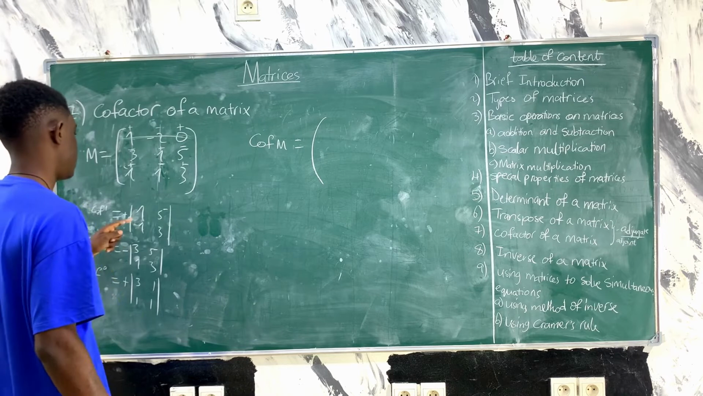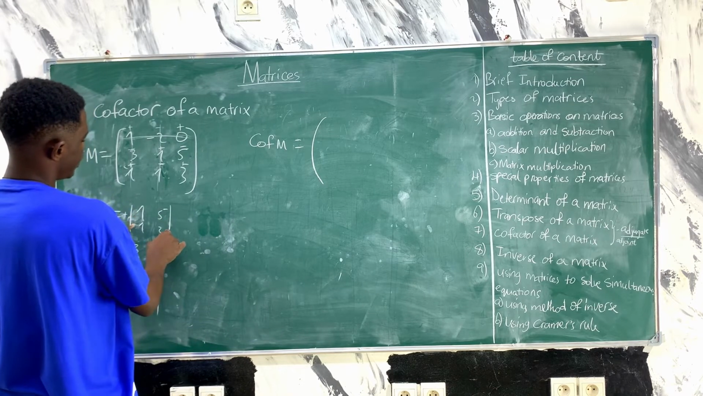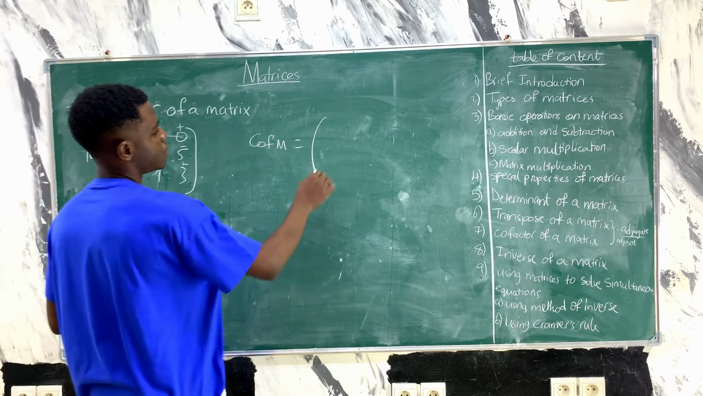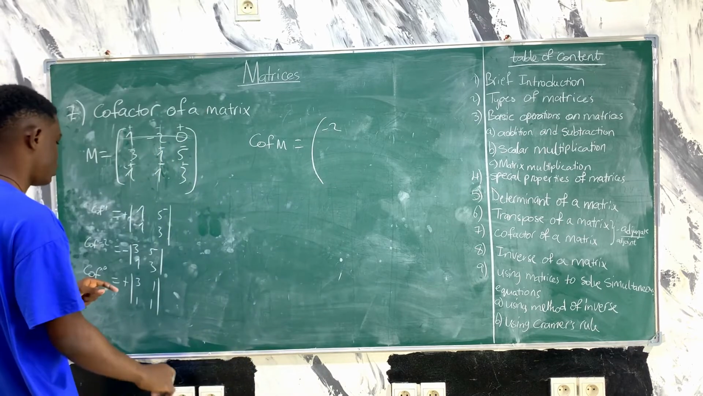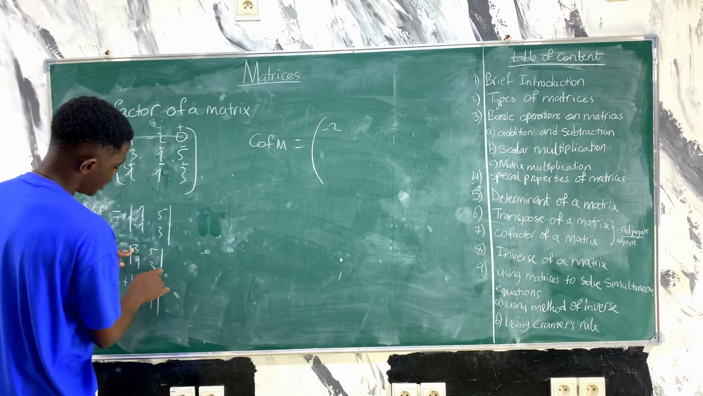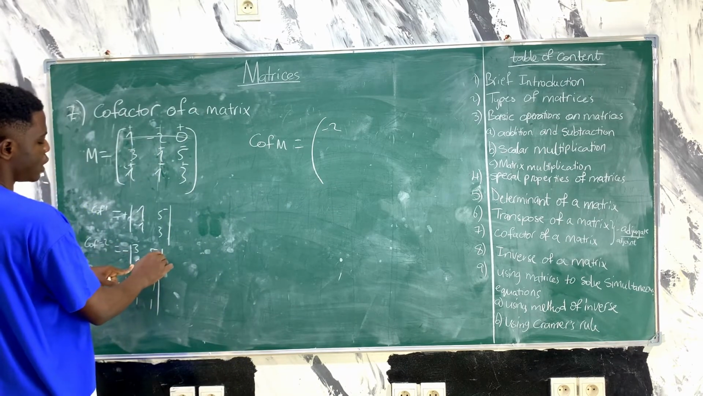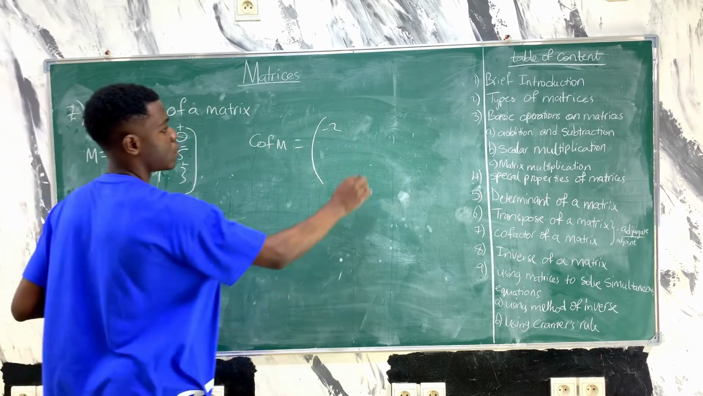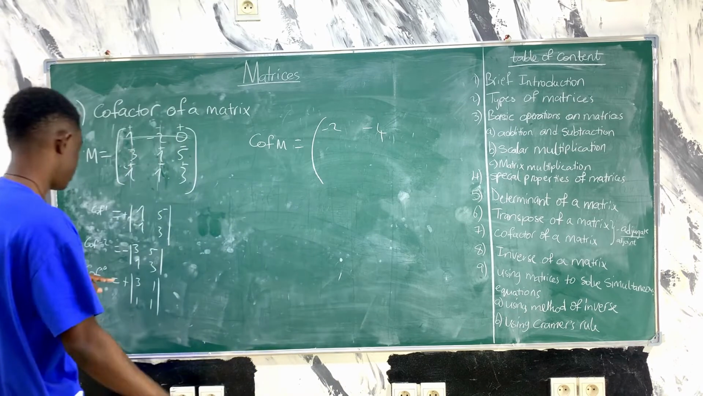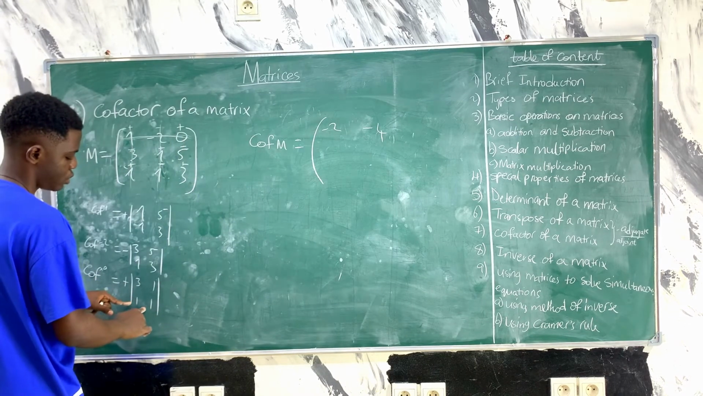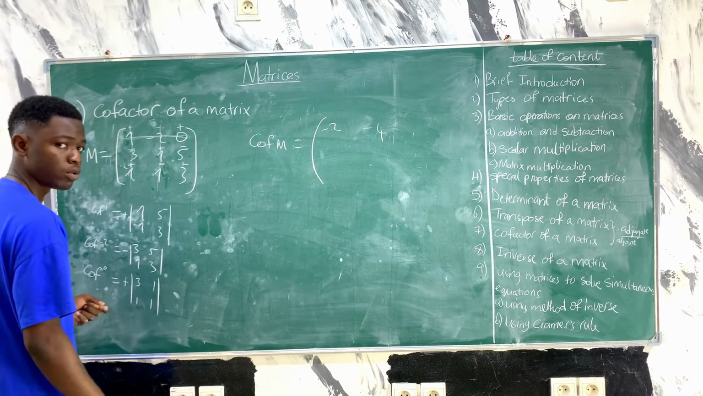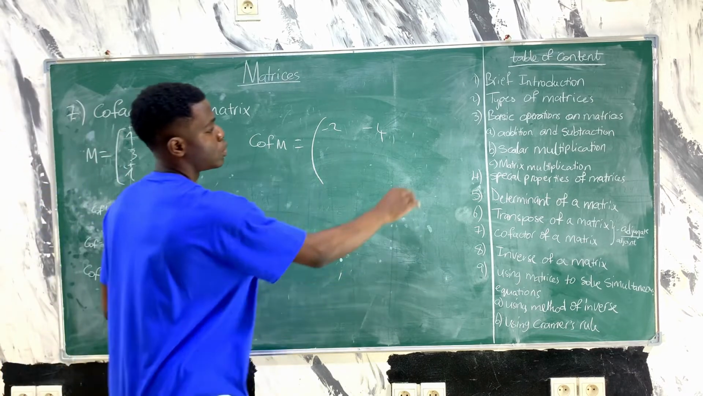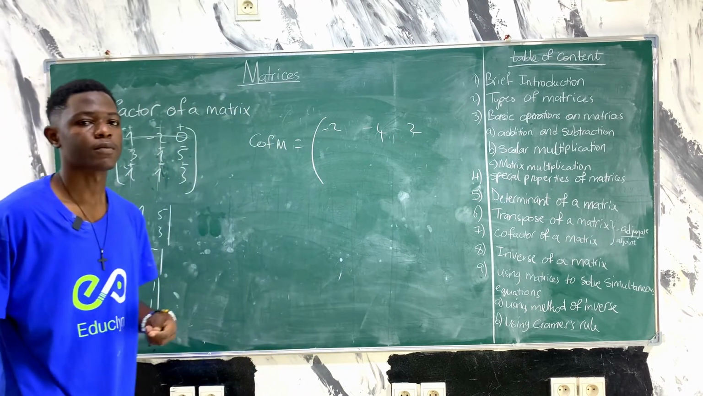Cofactor of 1 is 1 times 3 is 3 minus 1 times 5 is minus 2. Here is minus 3 times 3, 9 minus 5 times 1, 5. 9 minus 5 is 4. But this minus that is here is minus 4. So 3 times 1, 3 minus 1 times 1, 1. 3 minus 1 is 2. That's how you write it.